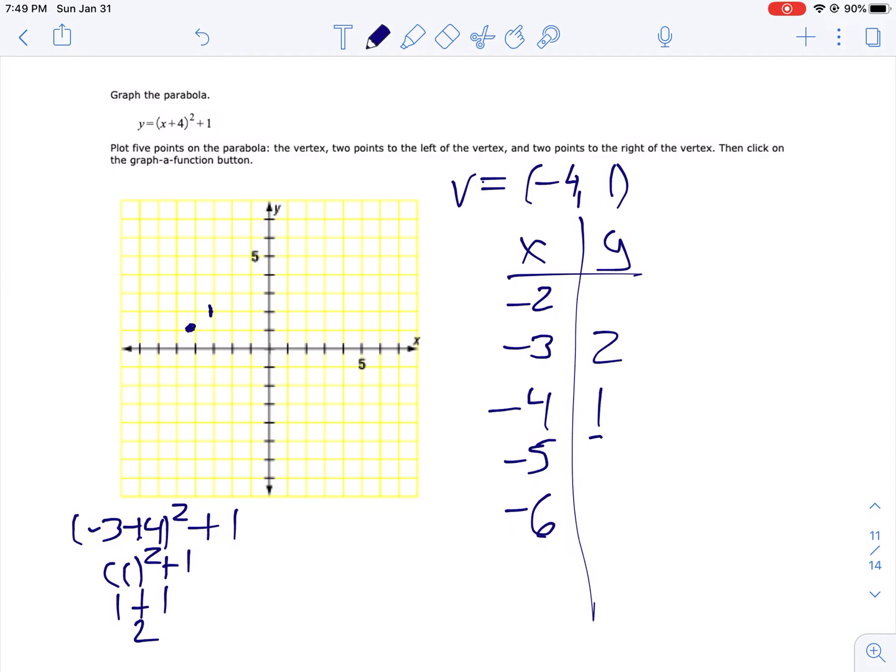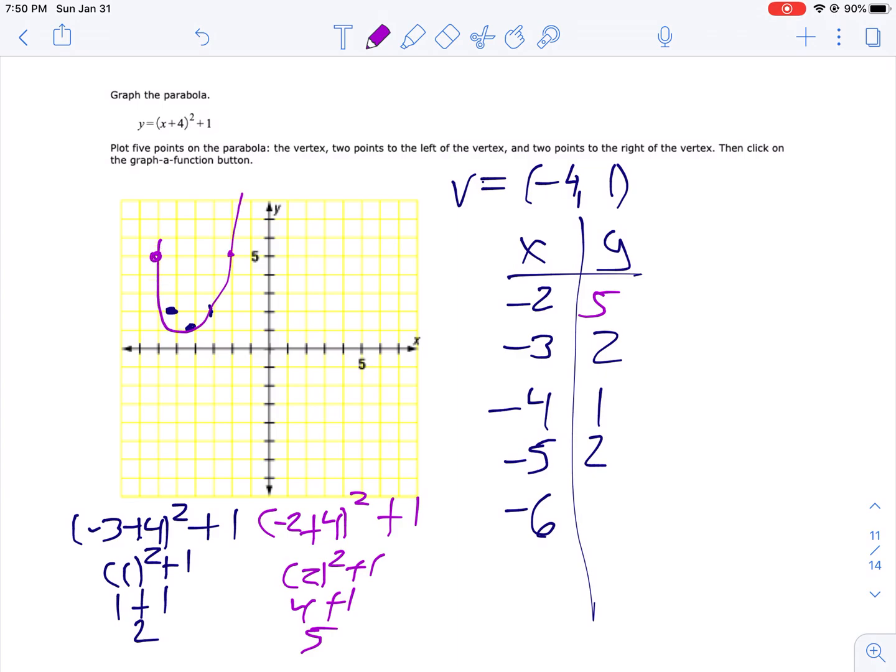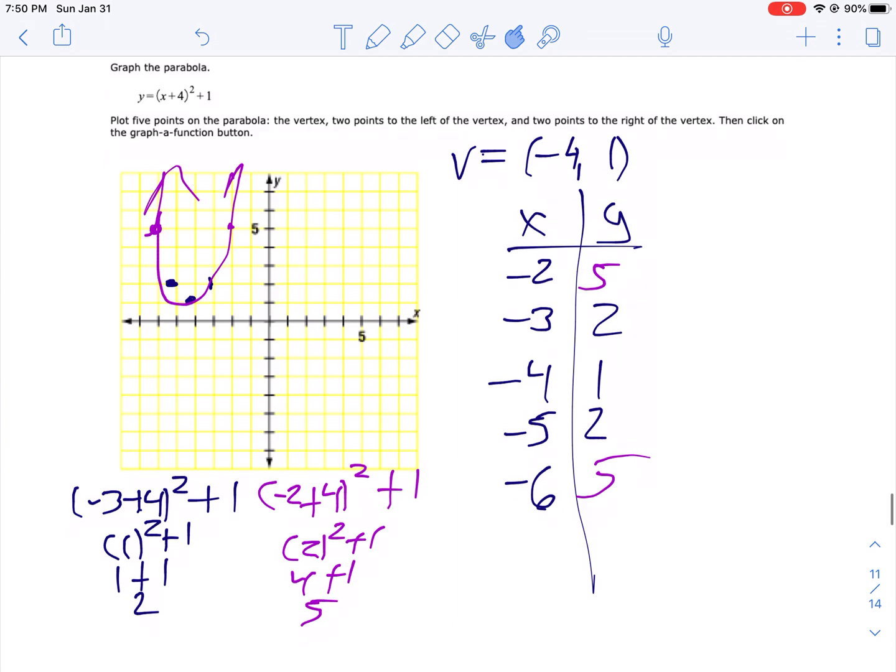When we're at -5, it's symmetric. We should be up at 2. Finally, let's do when x is -2. So I'll have -2 plus 4 squared plus 1. -2 plus 4 is 2 squared plus 1. 4 plus 1 is 5. So -2, I'm going to be up at 5. And -6 would be up at 5. And then draw your parabola. That's all you had to do for that question.